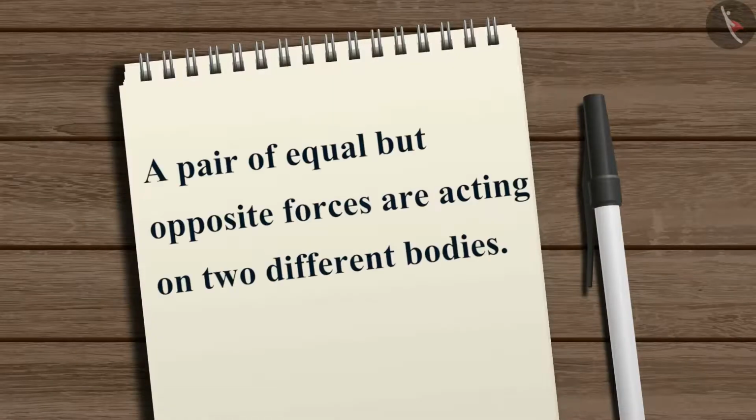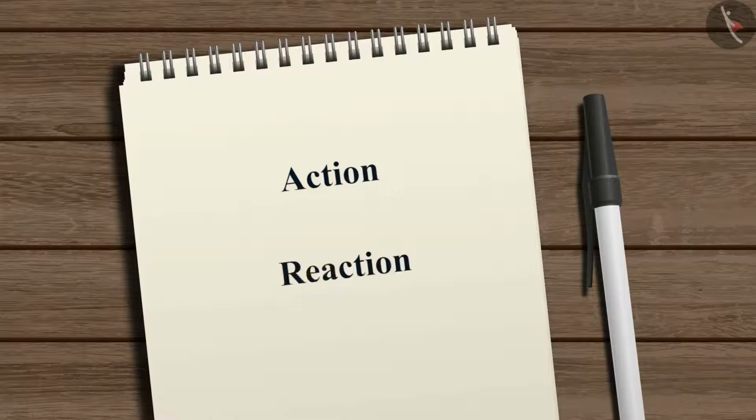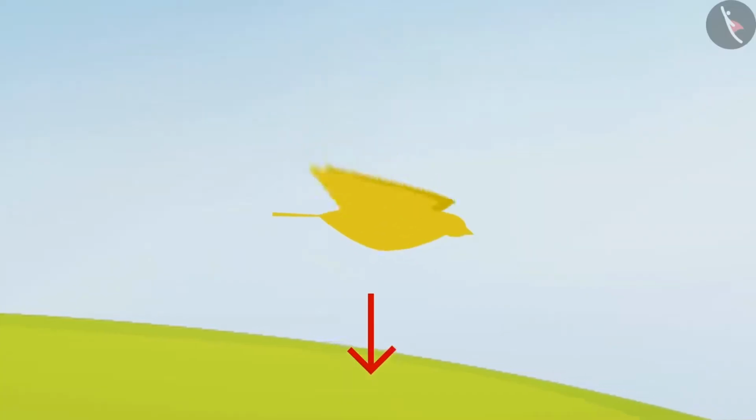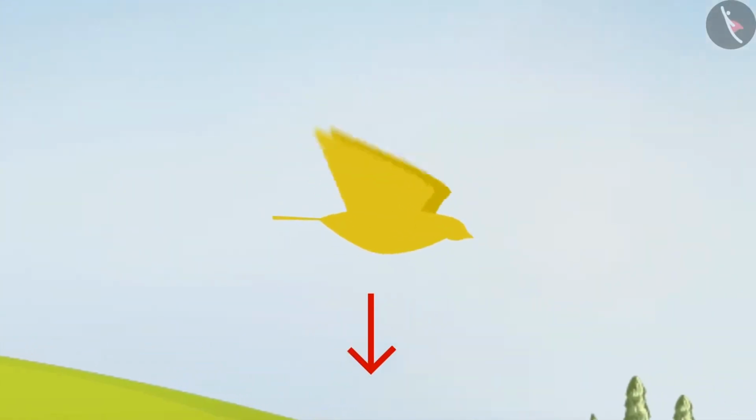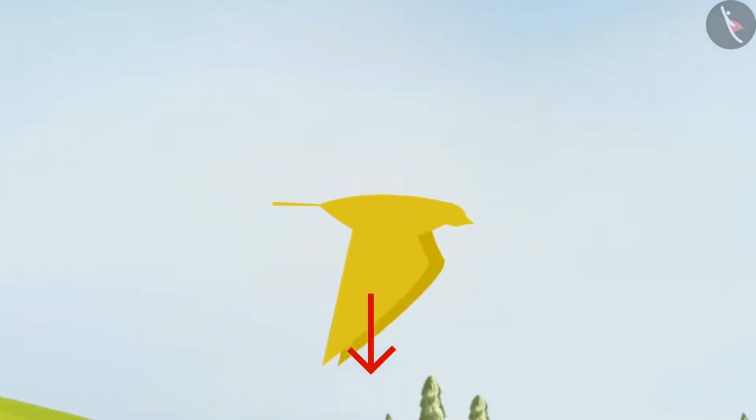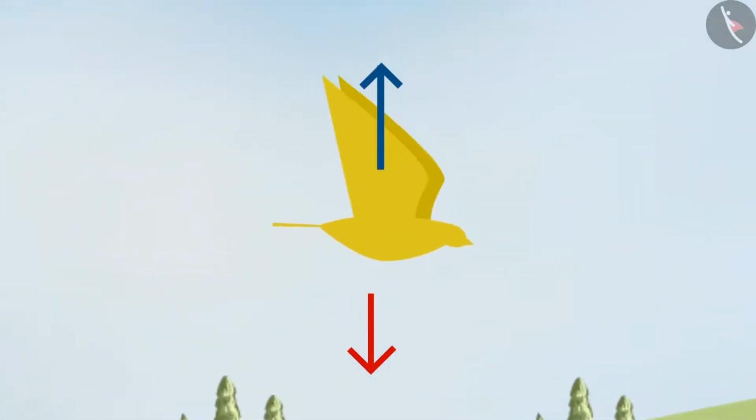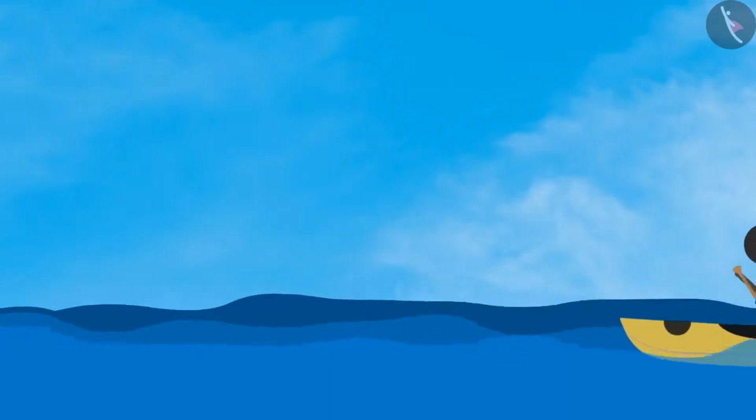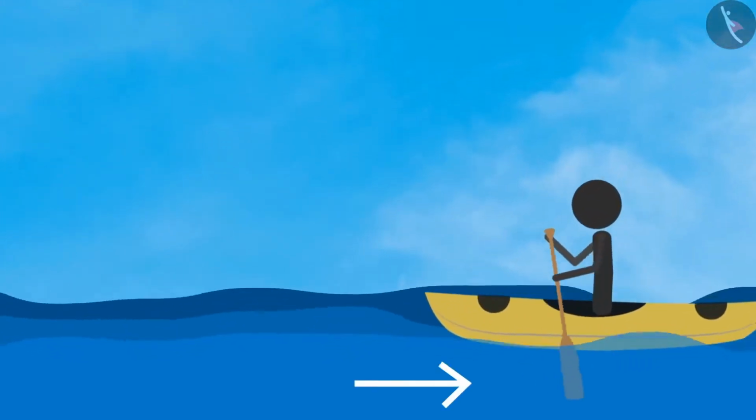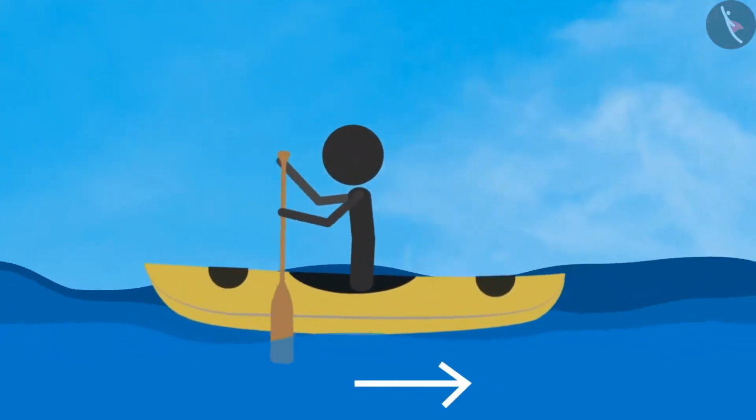In these examples, we observed that a pair of equal but opposite forces are acting on two different bodies. We can refer to one of the two forces as the action and the other force as the reaction. Like in the first example, if the bird flapping its wings downwards is the action, then the reaction is the force that helps the bird fly. Similarly, in the second example, the action is pulling the oar backwards and the reaction is the boat moving forward.